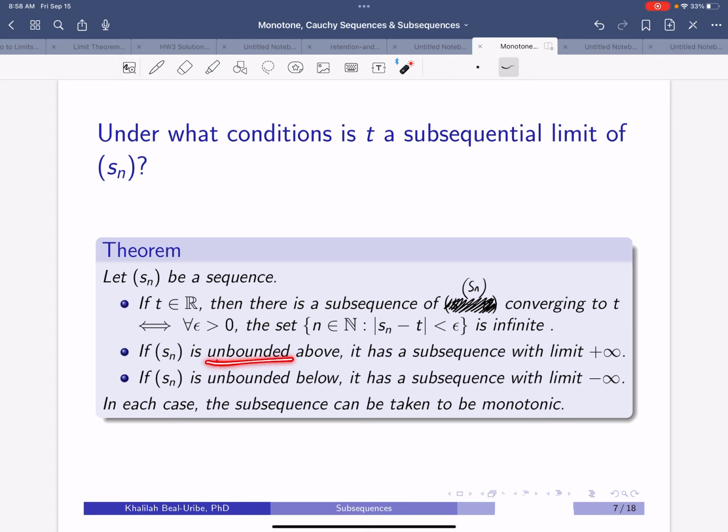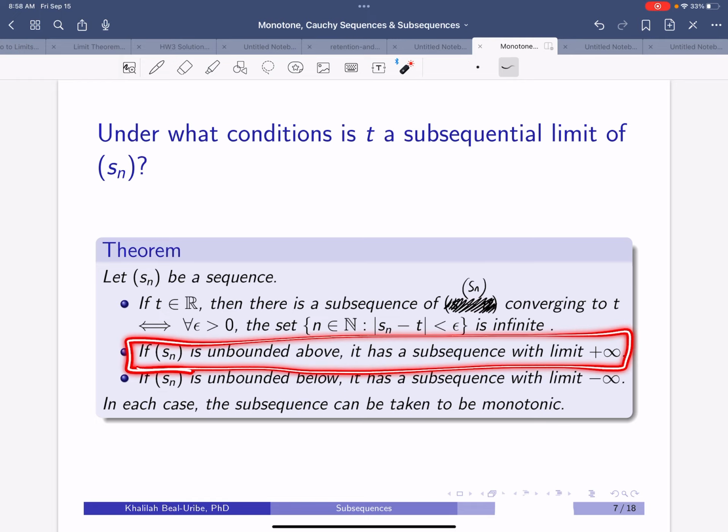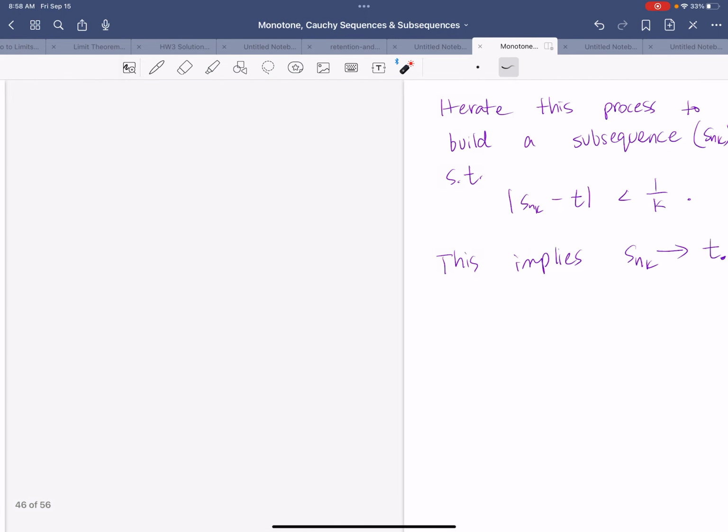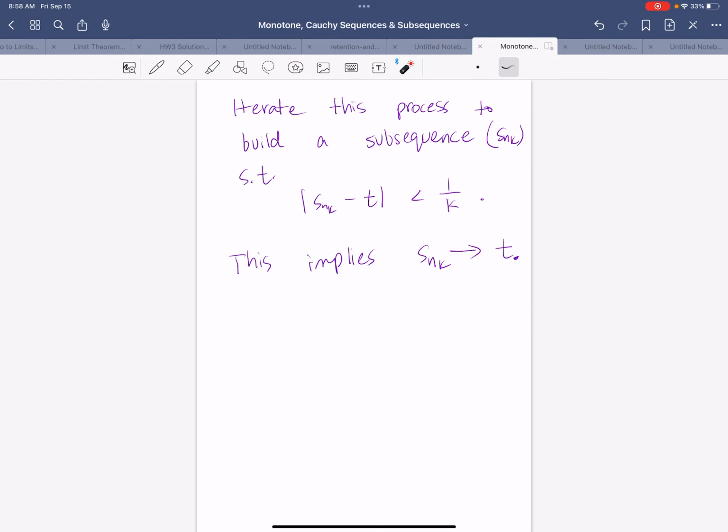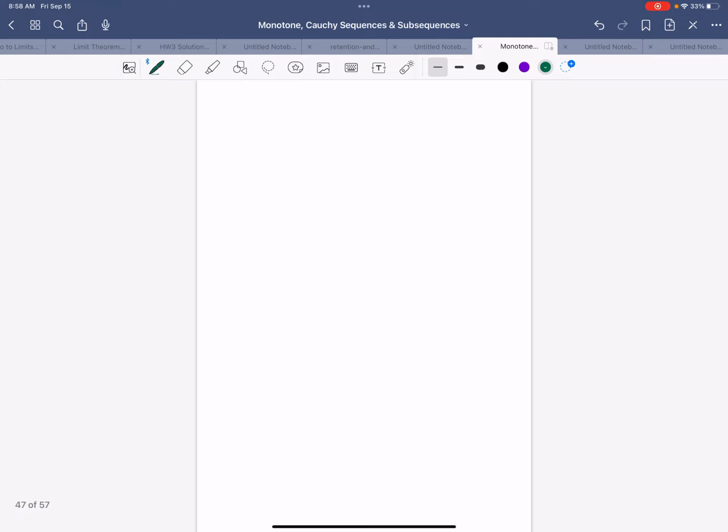And then we say, well, what if you're talking about a sequence that is not bounded above? How do you know you have a subsequence that diverges to plus infinity? If you're not bounded above, we can walk through this very easily. Hypothesis: Sn not bounded above, and then the claim: there exists Snk diverging to plus infinity.